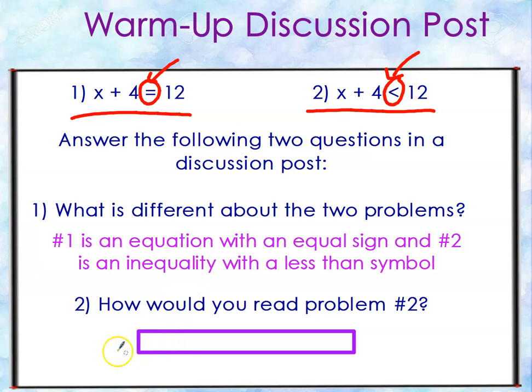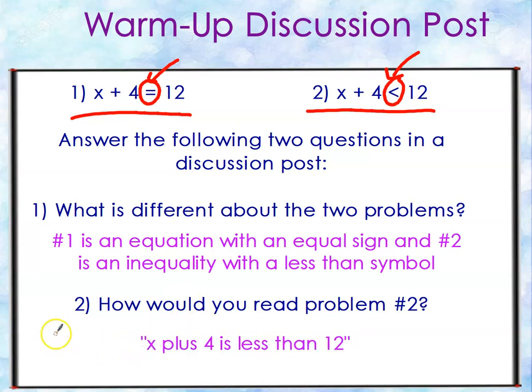And how would you read problem number two? The way you would read problem number two is x plus 4 is less than 12. So you read from left to right, just like you would a book or anything else. X plus 4 is less than 12. Those are the two answers you should have had for your discussion post. If you did not, that's fine. The warm-up is just to see where we're at and what we remember about inequalities and equations.